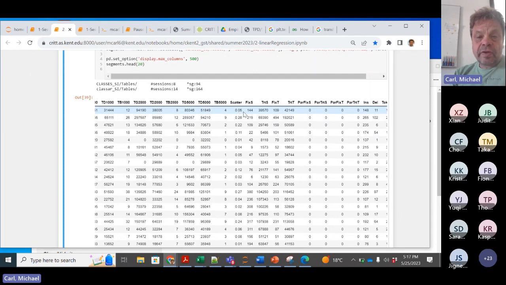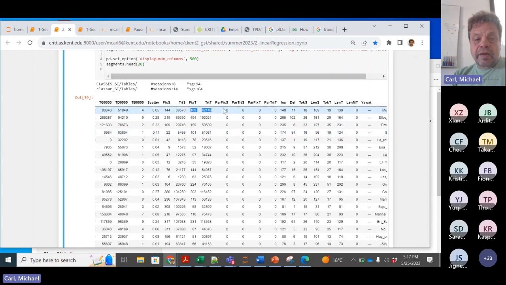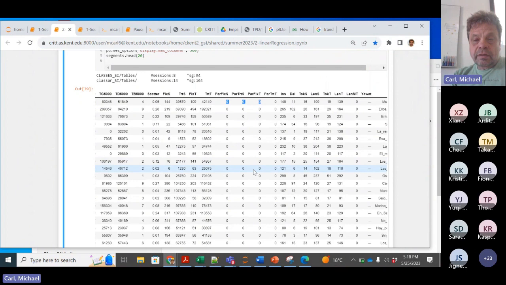Otherwise, we have these fixation values. So we have 144 fixations on the source text, which adds up to 39 seconds altogether. This is the number of fixations and the duration on the target text. Then we have a concurrent parallel activity. Here is nothing. I don't know why.